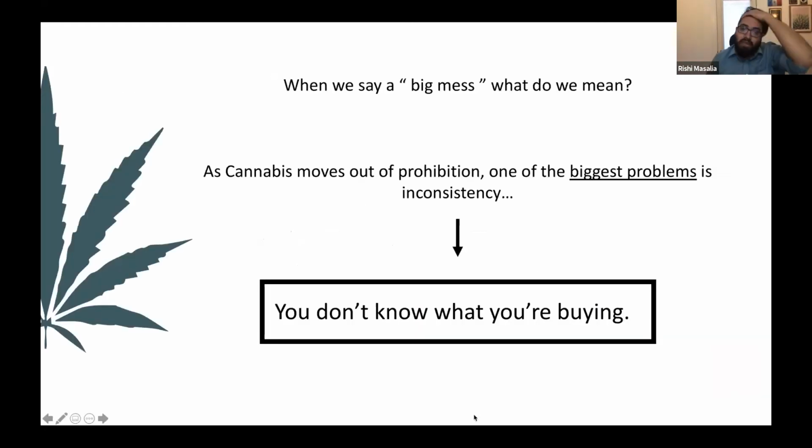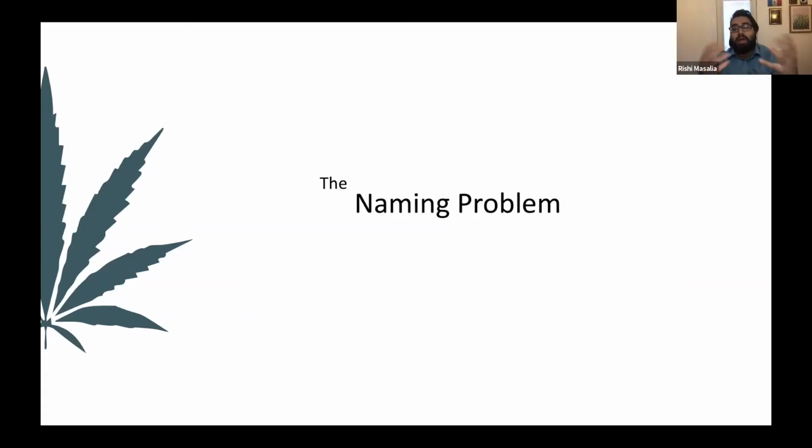So when I say big mess, or when we say big mess, what do we actually mean? As cannabis moves out of prohibition, one of the biggest problems the industry faces is very simply, you don't know what you're buying. When you go to a dispensary, when you go to a nursery, you don't really know what you're buying. A lot of that, at least in the industry, comes down to what's called the naming problem, where you can't necessarily trust the name of what you're being sold. You can't really trust what's on the box of what you're buying.